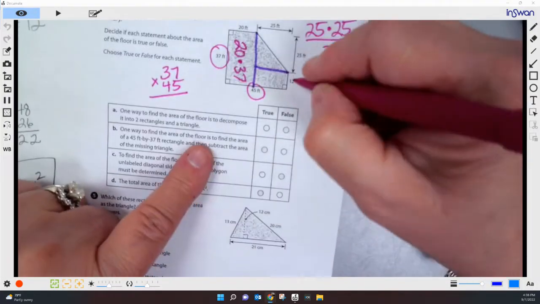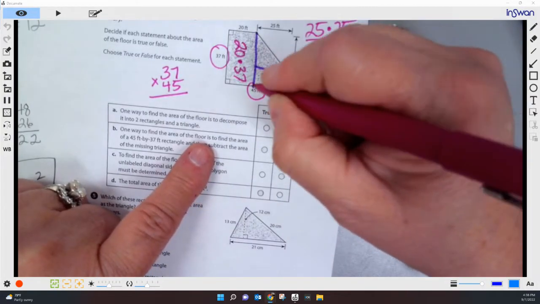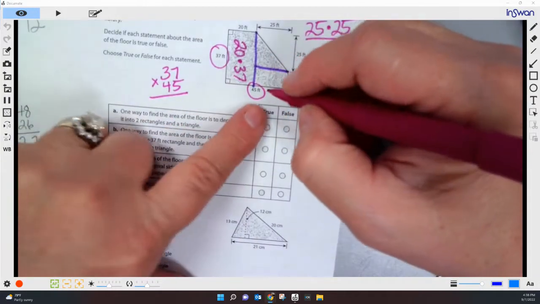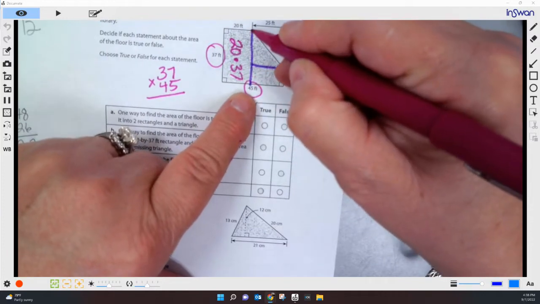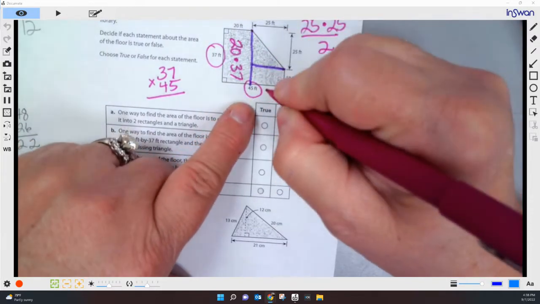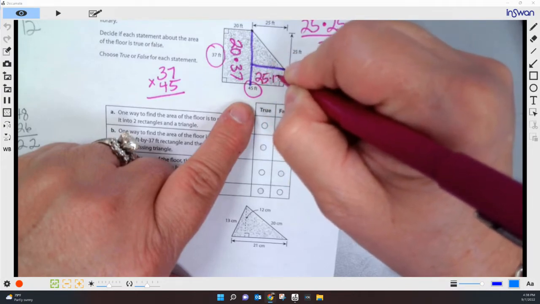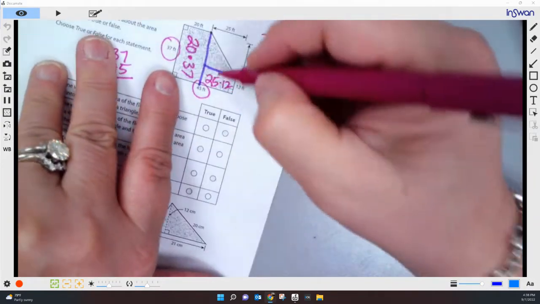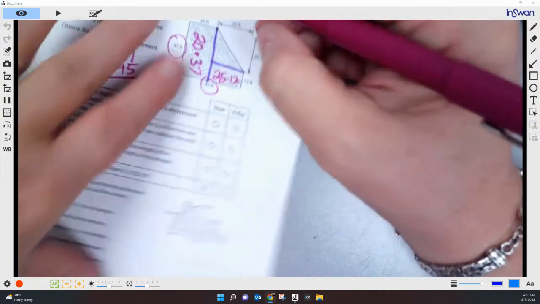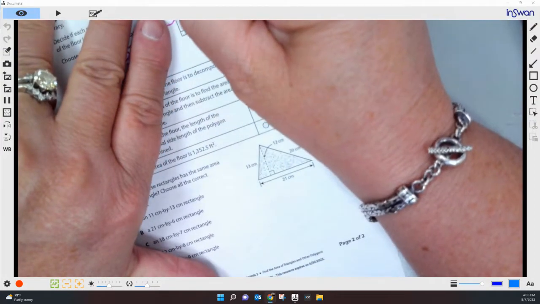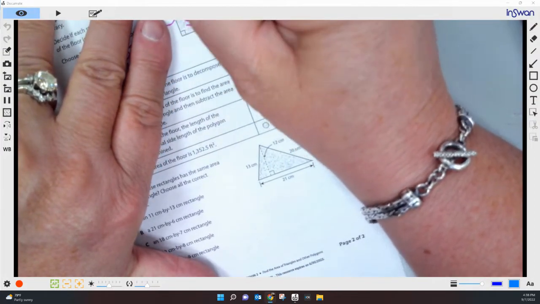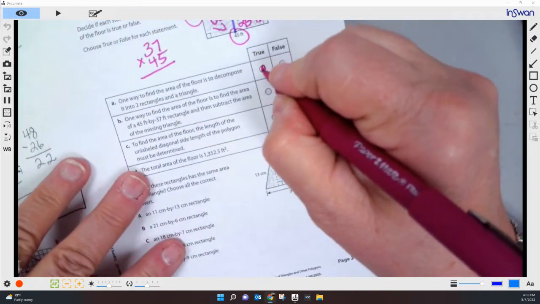On this one, the base is going to be from this corner to this end, which is 25, and the height is 12. So that one's going to be 25 times 12. And this one has a base of 25 and a height of 25. So that's going to be 25 times 25 divided by 2. So yes, I could do that.